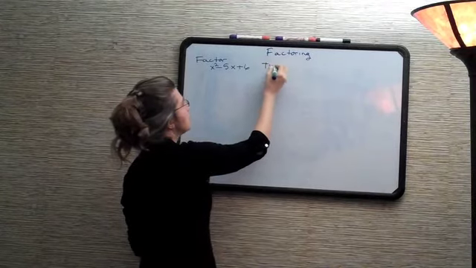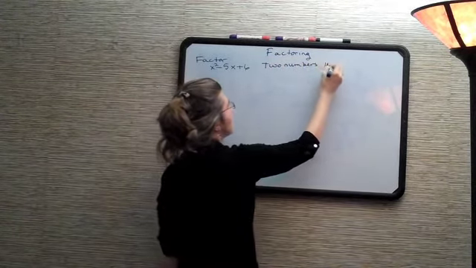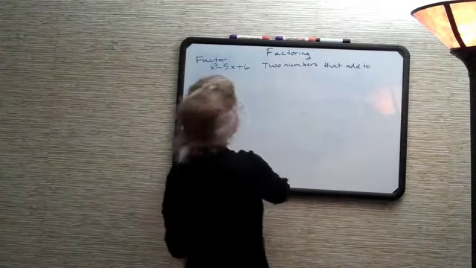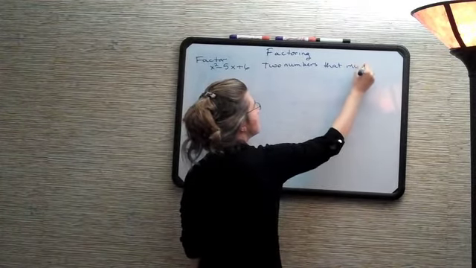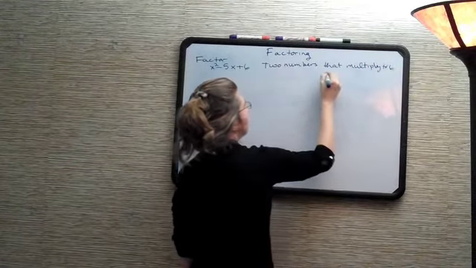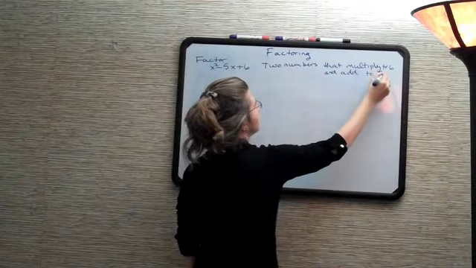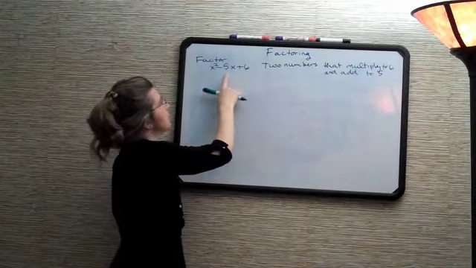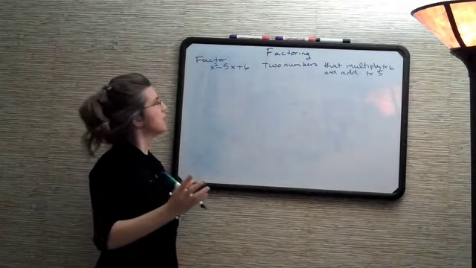So we want two numbers that multiply to 6 and add to 5. The 6 from here, multiply to give this number, the third number, and add to give 5. So, what would be two numbers like that?